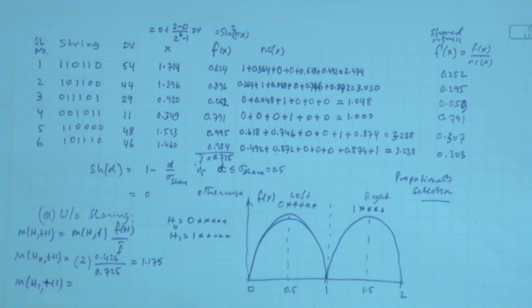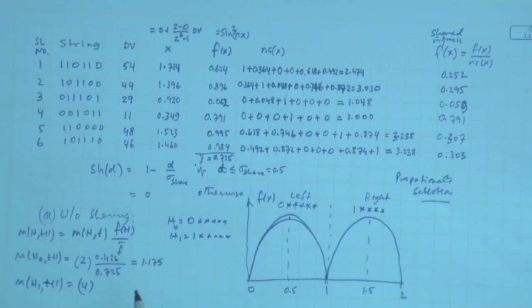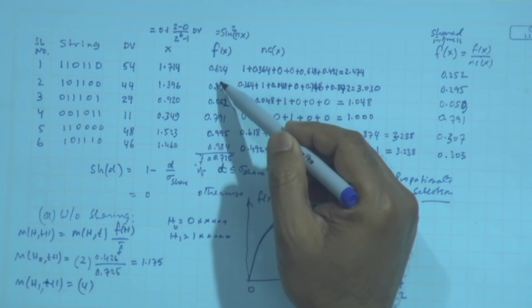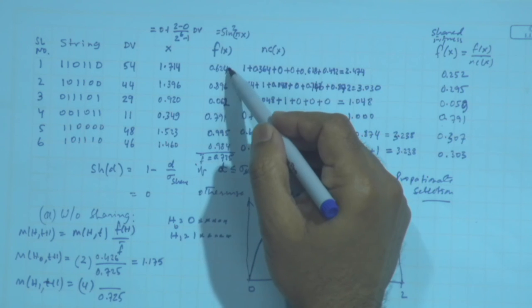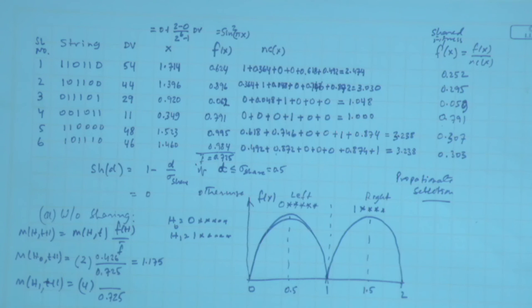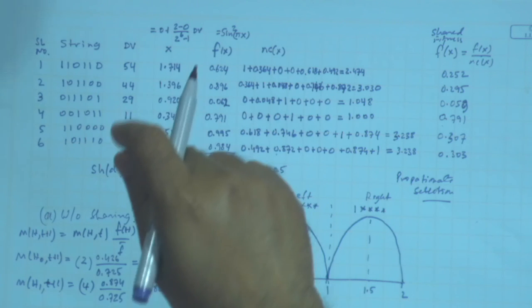Let's do m_H1(t+1). So how many copies do we have? 4 in the initial population. And then what is the fitness of that schema? That means the fitness is the average of points 1, 2, 5, and 6. Is that clear to some of you there? The way to compute the fitness of a schema is to go and look in the population for which strings represent it and take the average of those fitnesses. 0.874 here. And now it's going to be more than 4, I think. 4.826. So most of the time you'll be creating 5 copies by proportionate selection, and very few times you're going to get 4. So that is going to increase.